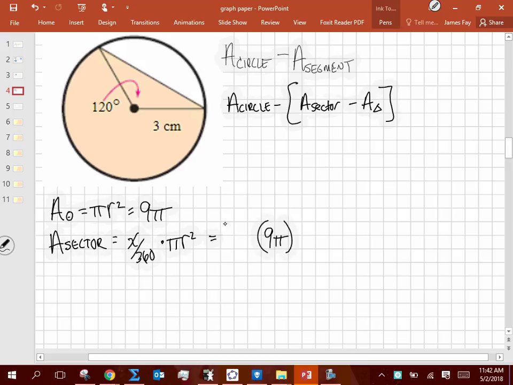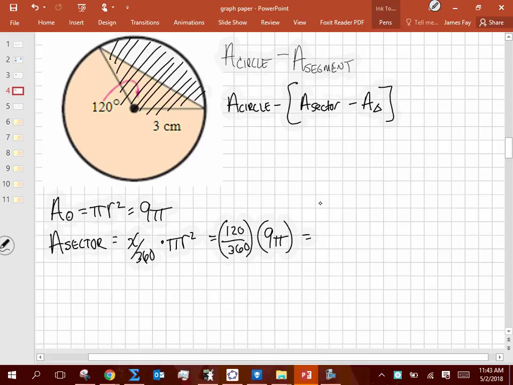Okay. I just got to figure out what portion of this circle is that shaded sector right there. 120 over 360, and that is 1/3. So 1/3 of 9 pi is 3 pi.